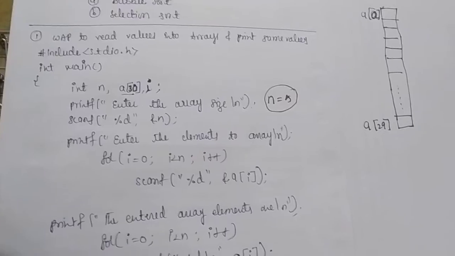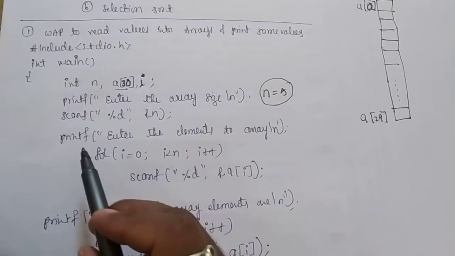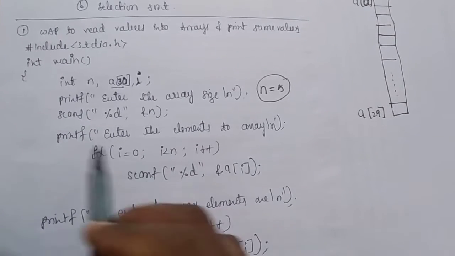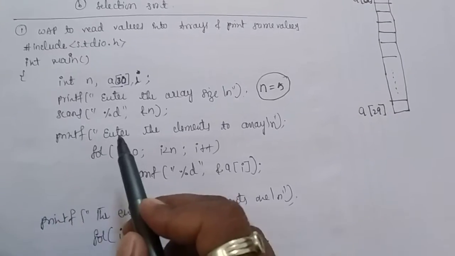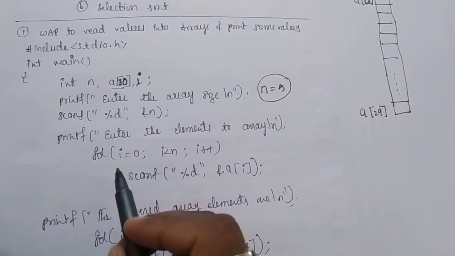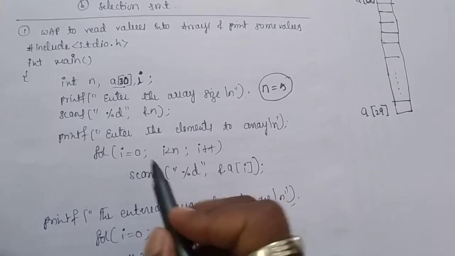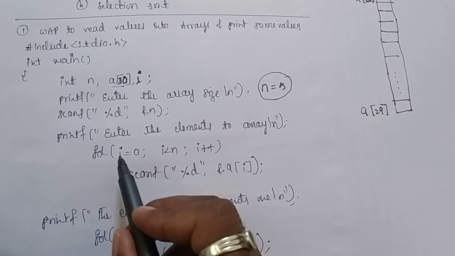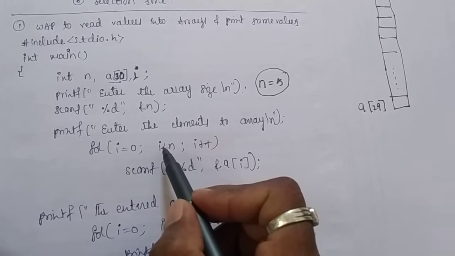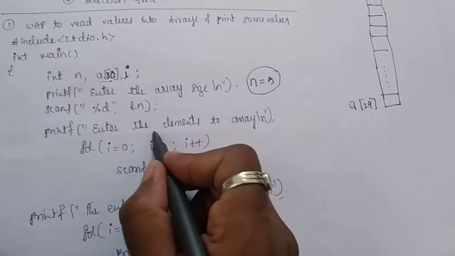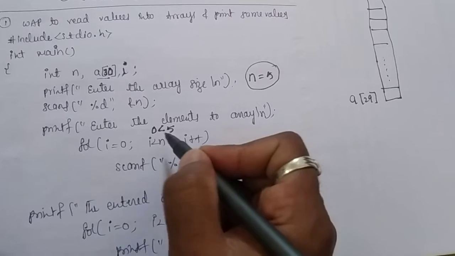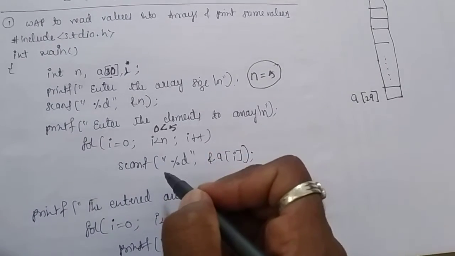Now the question is how to enter the values into the array. Go for one printf statement, one for statement and one scanf statement. Printf: "enter the elements to array". You are printing one message on the screen. Then use the for loop to read multiple values into the array. The initial value for i is set to 0. Is i less than n? i is 0, n is 5. Is 0 less than 5? Yes, the condition is true. So when the condition is true, you jump to the scanf statement.